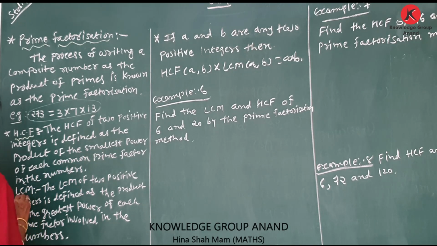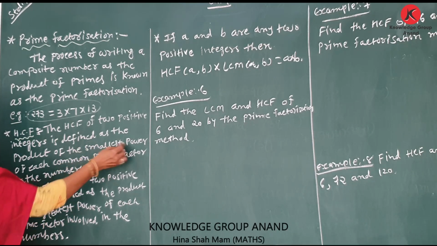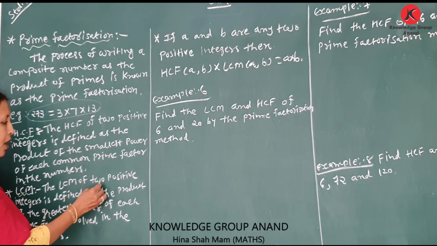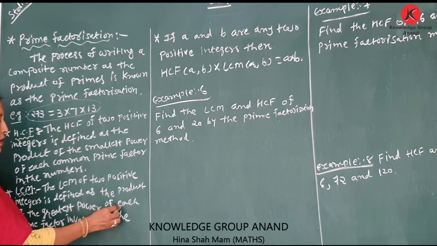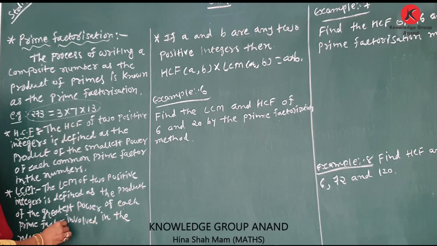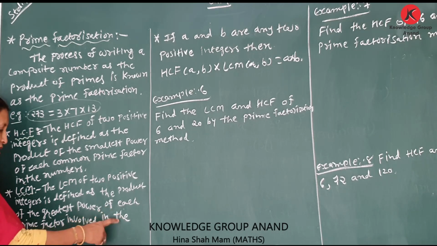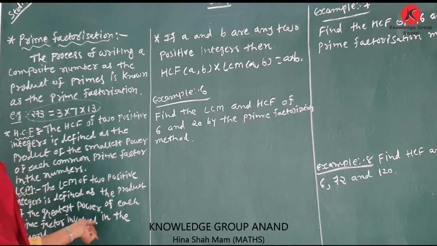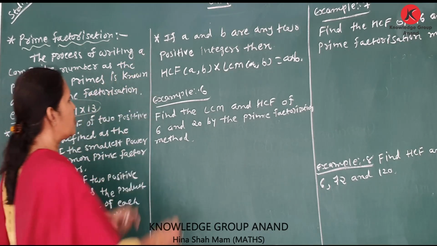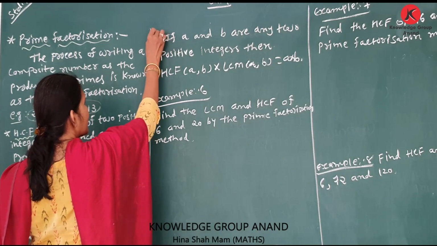Here, and LCM. Same, but it is the greatest power. The LCM of two positive integers is defined as the product of the greatest power of each prime factor involved in the numbers. These two topics you know, HCF and LCM. Here this topic is most important for our sums.